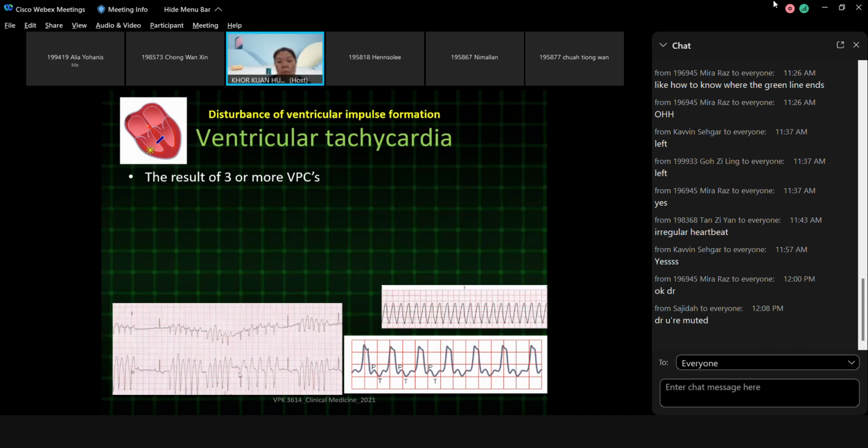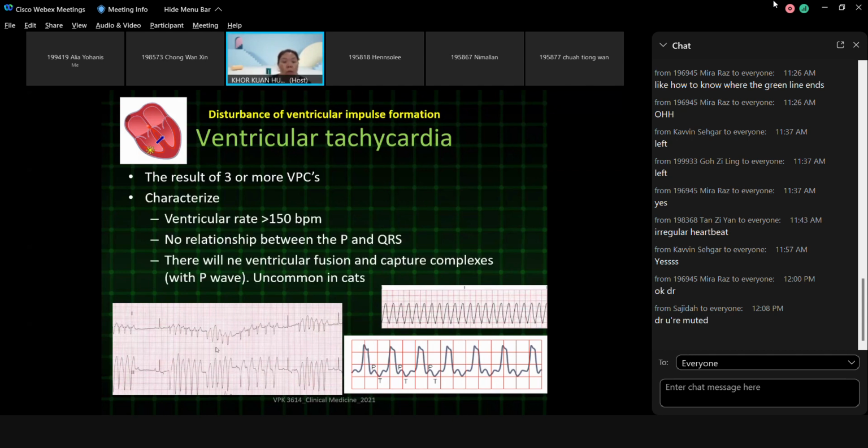Okay, this one looks like a VPC, isn't it? Okay, it can be that. And then whenever you calculate for this, you look at the 30 boxes and then you start calculating this one, every one of them, you're going to get a ventricular rate of more than 150 beats per minute. Okay, there is no relationship between the P and QRS.